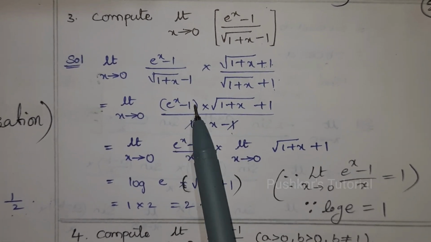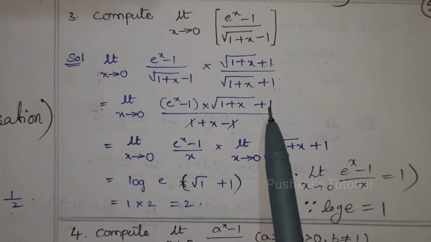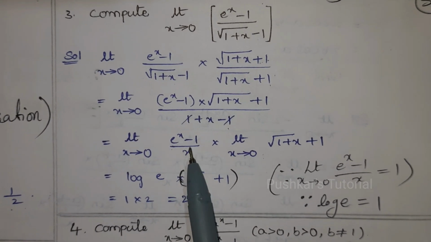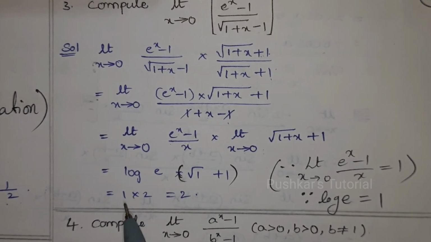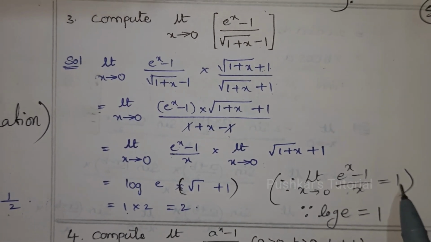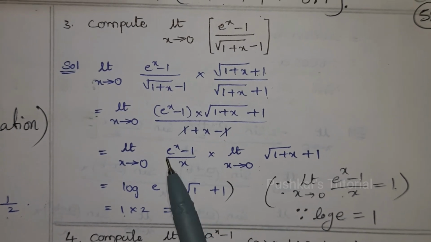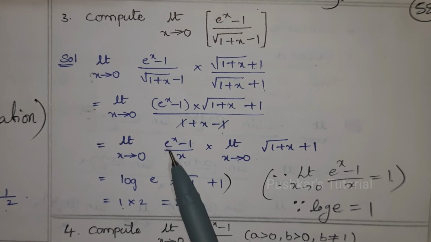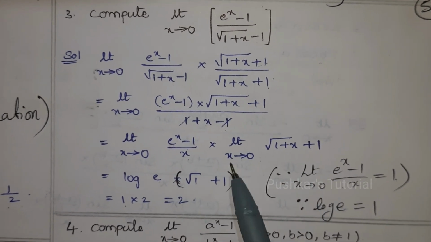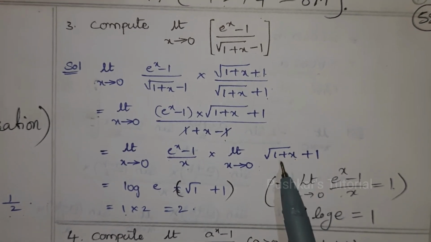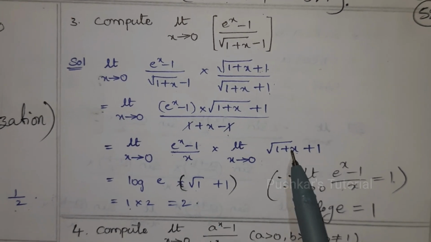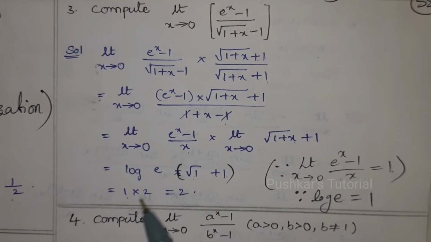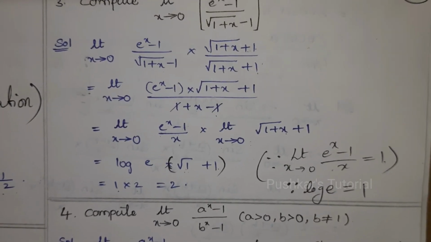Again I am taking e power x minus 1 by x separate and the remaining part separate, limit x tends to 0 for both. So directly e power x minus 1 by x answer is 1, we can write, because the formula is there. If not, it looks like a power x, so a power x minus 1 by x answer is log a, meaning log e. And in the remaining part, x in the place of 0. So root 1 plus 0 is 1, root 1 value is 1, 1 plus 1 answer is 2. So 1 into 2, 2 is the answer.